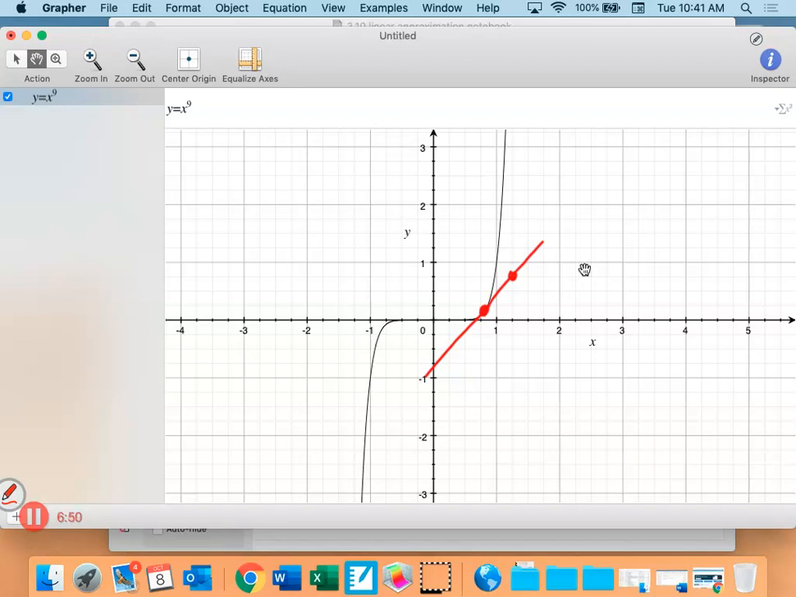No. So tangent line approximation only really works well for values that are really close to that point of tangency. Once you get far away from the point of tangency, it's just silly. There's no reason to use the tangent line because it's so different from the function. But right around the point of tangency, tangent line approximation works great.